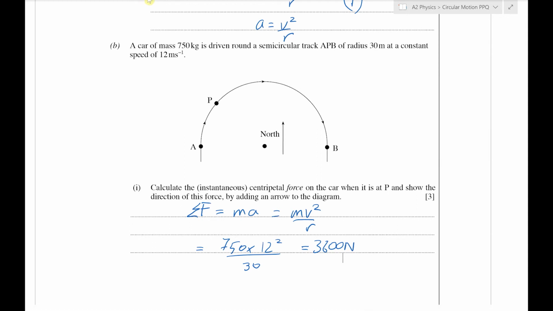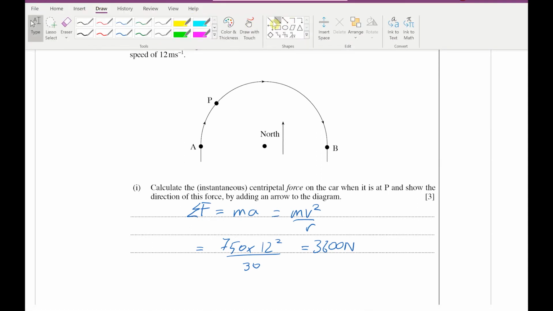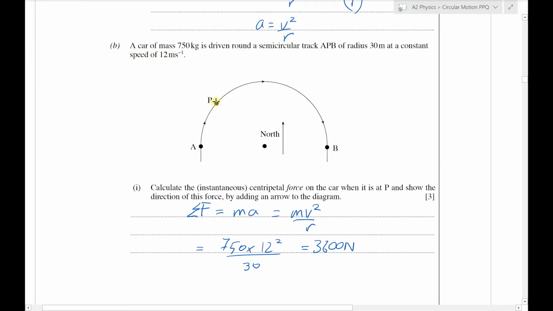Centripetal, remember, means directed towards the centre of the circle. So if we're going to add an arrow to the diagram, we're just going to direct it from P towards the centre of that circle.